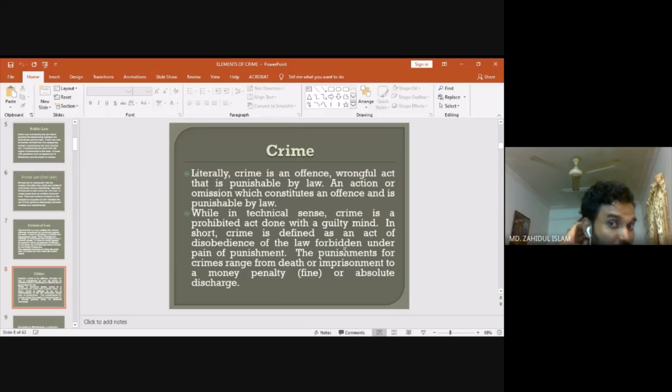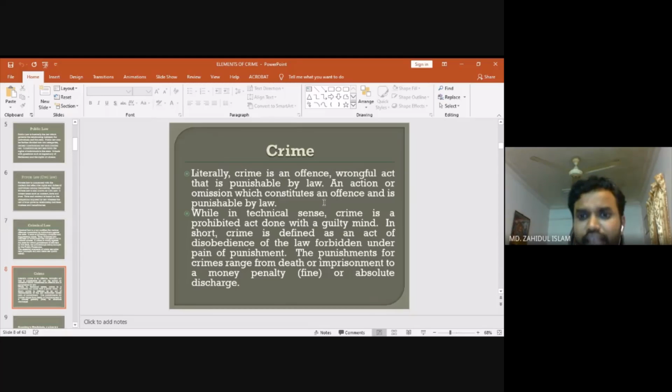Now we'll talk about crime. If you commit any crime under criminal law, it is considered that we are committing a crime against the state. So what is crime? Crime is an offense, a wrongful act that is punishable by law. It is an action or omission which constitutes an offense and is punishable by law.